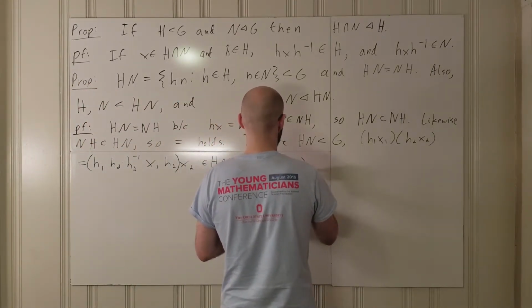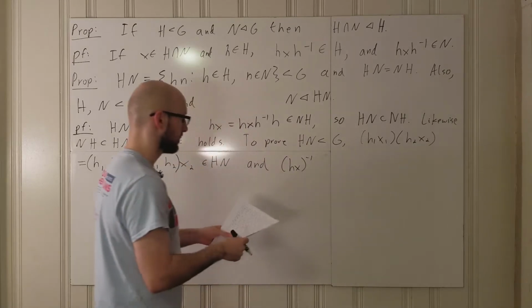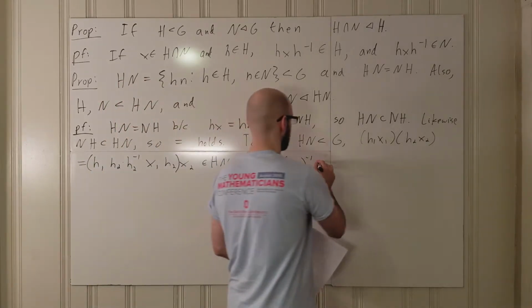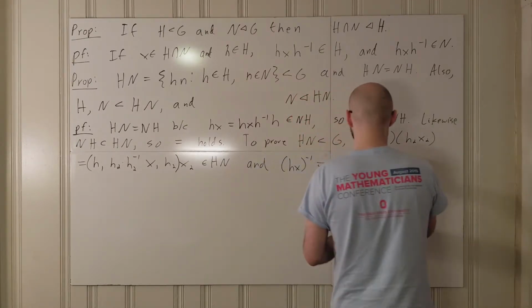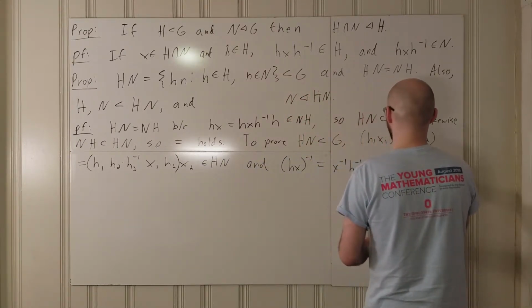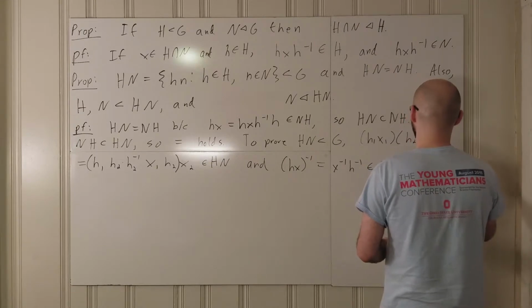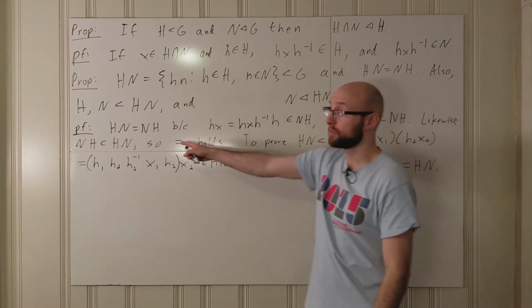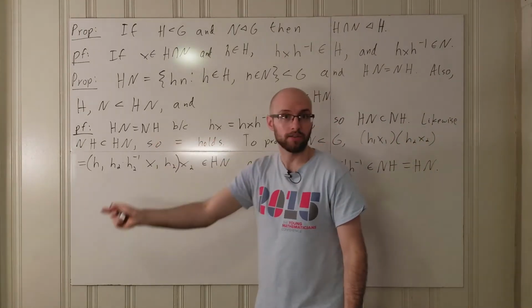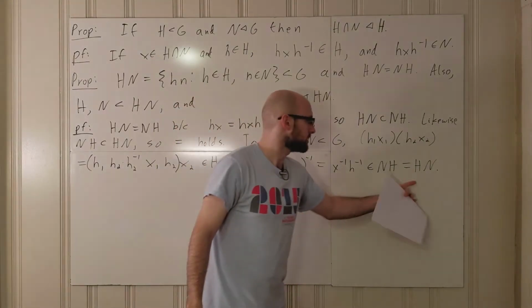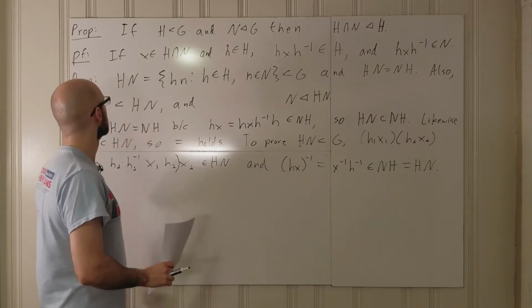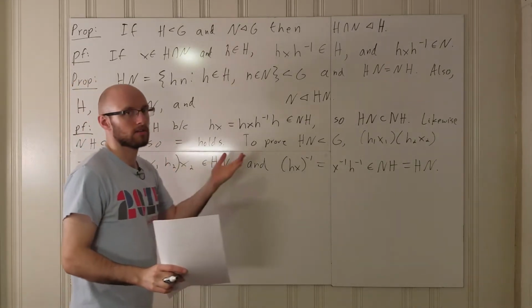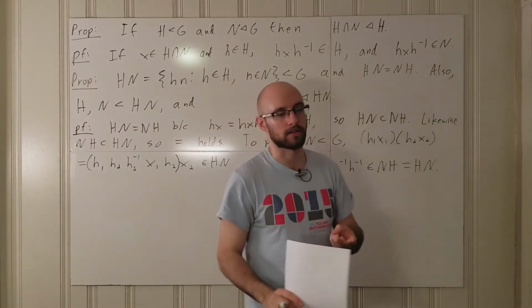if you have hx, and we look at its inverse, then (hx) inverse equals x inverse h inverse, but this is in NH, which we just proved is equal to HN. So that's why we proved this one first, because we actually used it to make our lives easier here. Okay, so now HN is closed under inverses and it's closed under products.